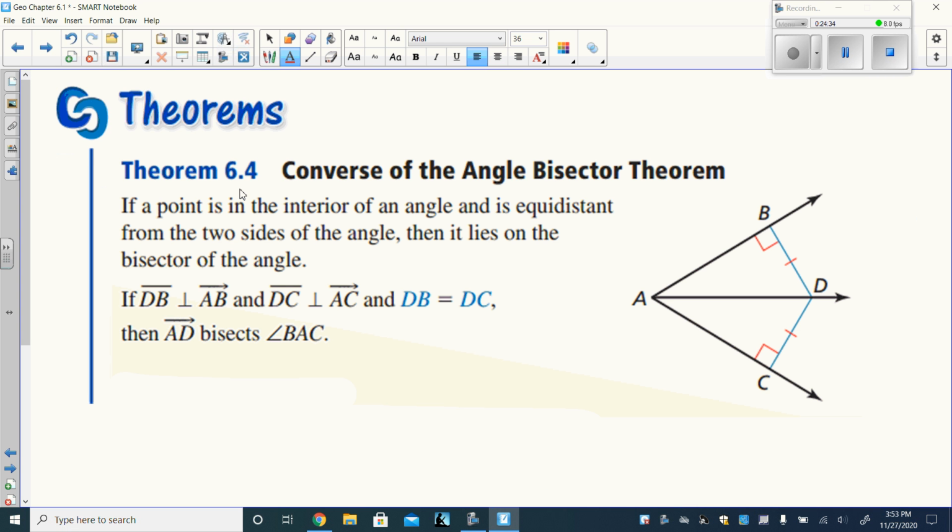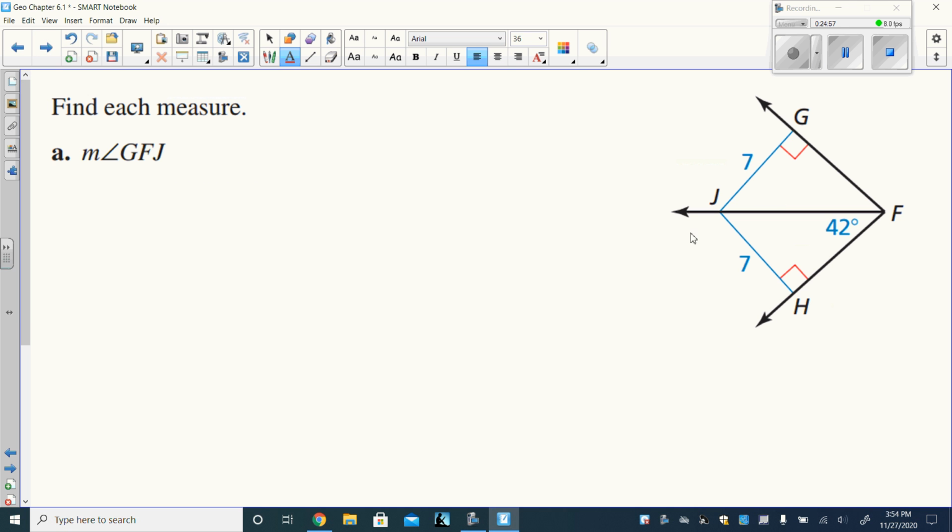Now the converse of the angle bisector theorem is if a point is on the interior of an angle and is equal distance from the two sides of the angle, then it lies on the angle bisector. So if we have a point on a line that's equal distance from the two sides, it means it's an angle bisector, not perpendicular. An angle bisector is going to cut the angle in half.